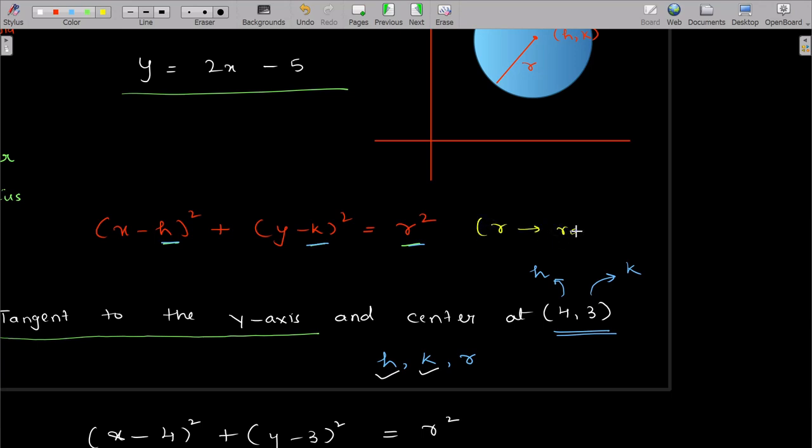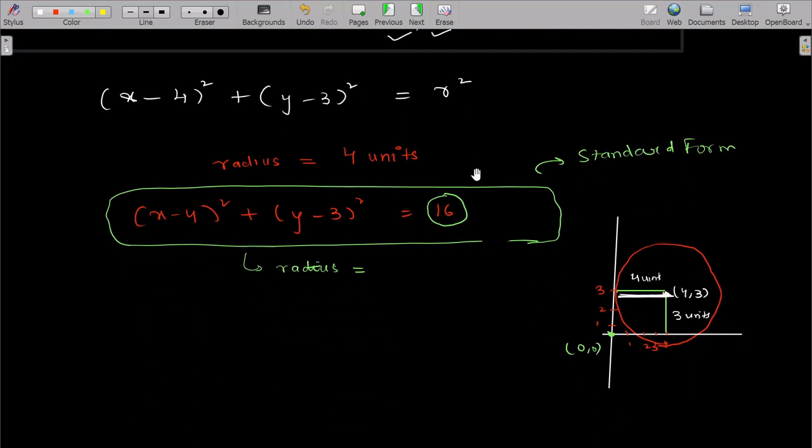So would it be 4? Yes, exactly. So in the end, no matter what type of form the equation is in, the end result value will always be the radius or some form of it. No, not in every type of equation, only when you see the equation in standard form. The equation should be in the format x minus h whole square plus y minus k whole square.